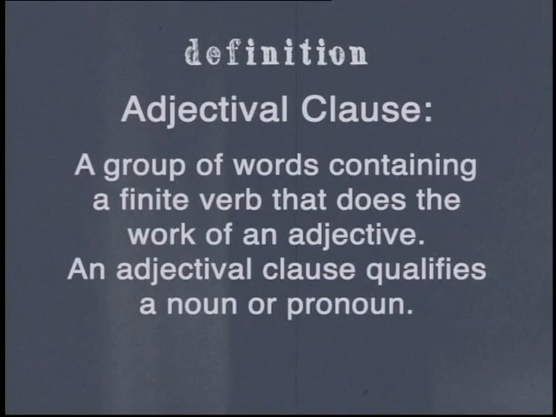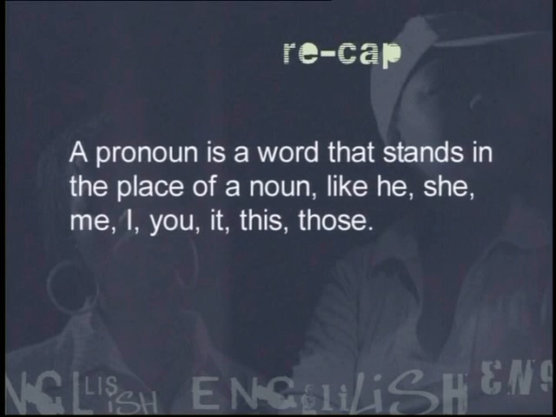Here is a definition of an adjectival clause. An adjectival clause is a group of words containing a finite verb that does the work of an adjective. An adjectival clause qualifies a noun or pronoun. By the way, just to remind you, a pronoun is a word that stands in the place of a noun like he, she, me, I, you, it, this, and those.